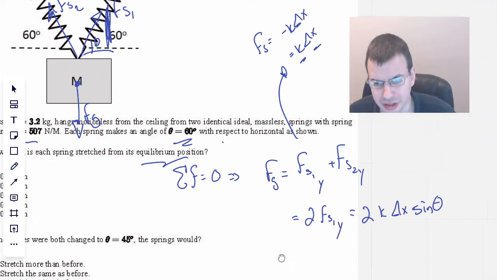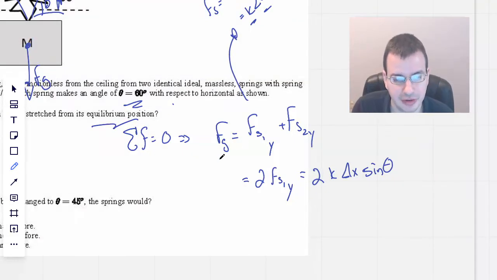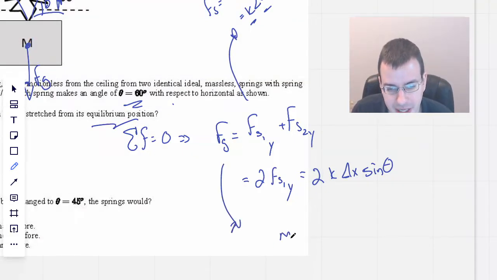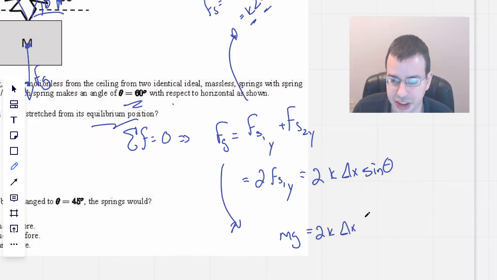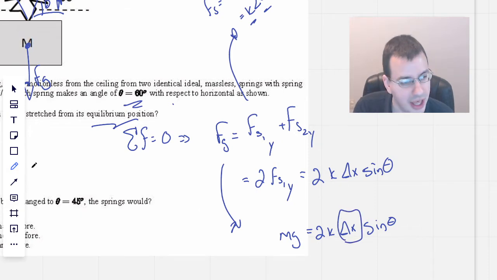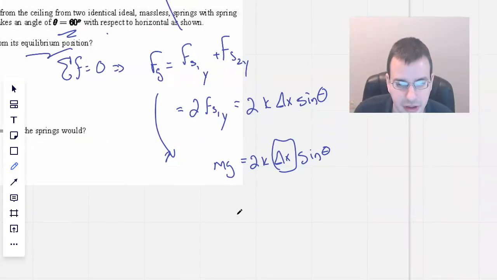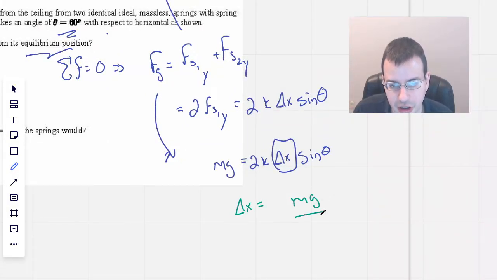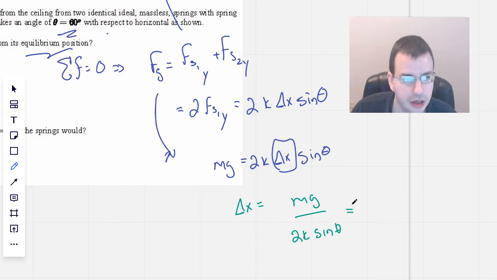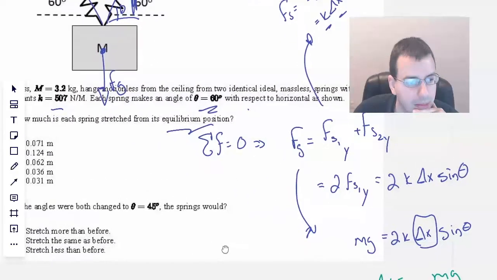Okay, now we have our formula. Force gravity, which is mass times gravity, equals 2k delta x sine theta, where delta x is the displacement from equilibrium. We're looking for delta x, so delta x equals mass times gravity over 2k sine theta.